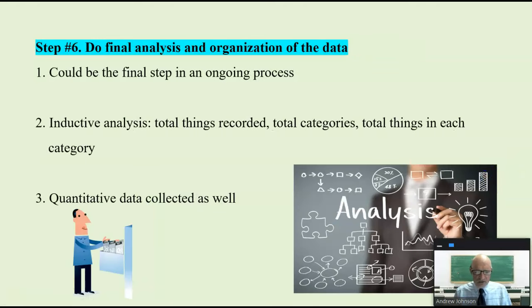Step number 6, do a final analysis and organization of the data. This could be the final step in an ongoing process if the data has been analyzed and organized as it has been collected. And as I said, you use inductive analysis. How many total things were recorded? How many categories? How many in each category were collected? This is inductive analysis. You try to induce order on the field. You're looking for patterns and putting things in groups. And as well, if you have quantitative data, that's collected as well.